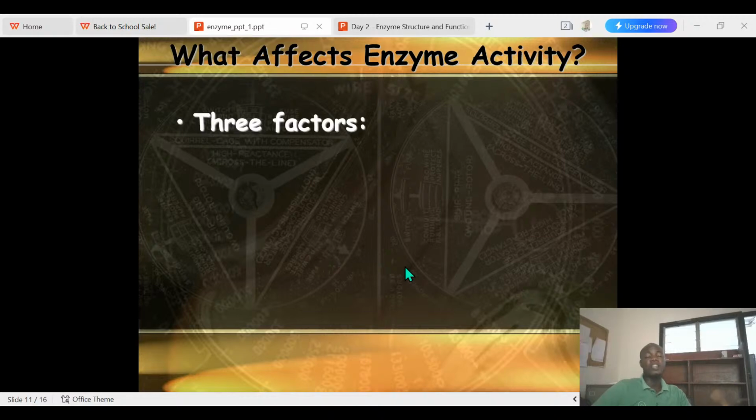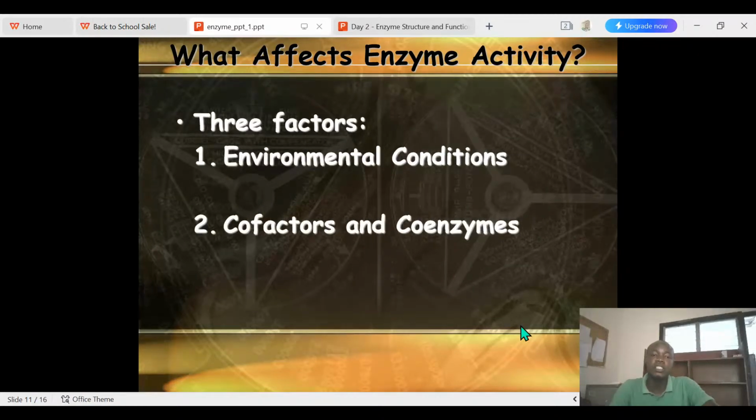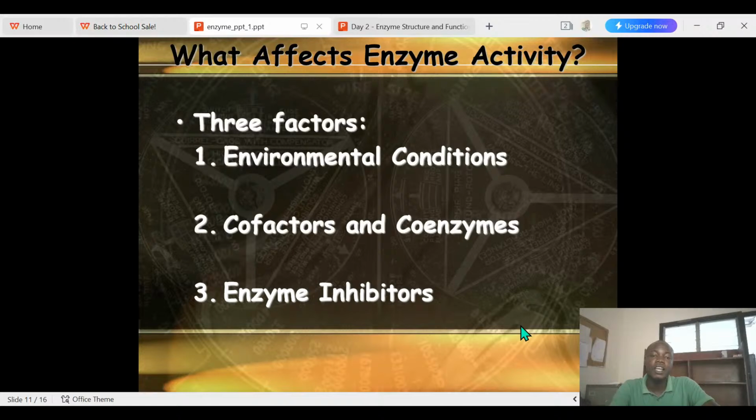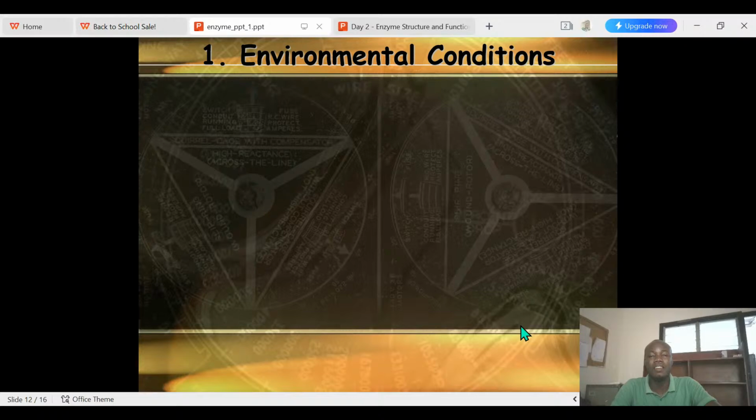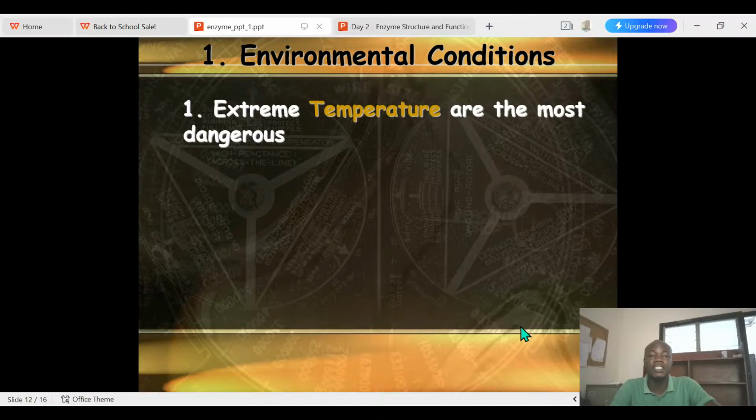So there are factors that affect the activity of the enzymes. Some factors increase the activity of the enzymes at certain conditions, while some factors decrease the activity of the enzymes. We are now going to look at them one after the other. Number one, we have environmental conditions, then cofactors and coenzymes, and lastly, enzyme inhibitors. So let's start with the environmental conditions. What are the environmental conditions that affect the activity of the enzymes?